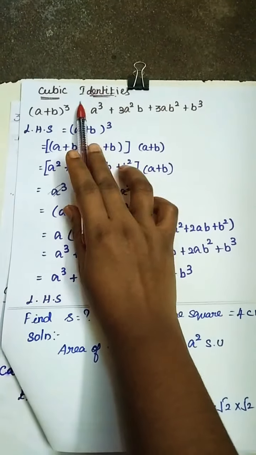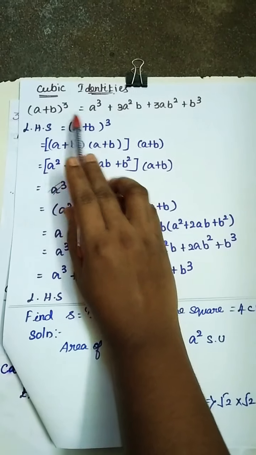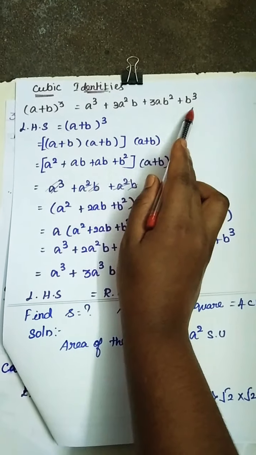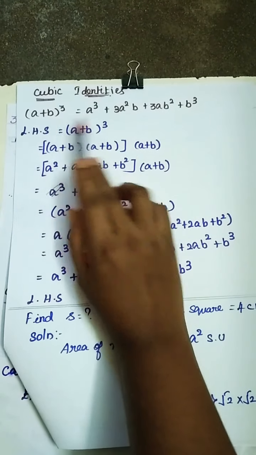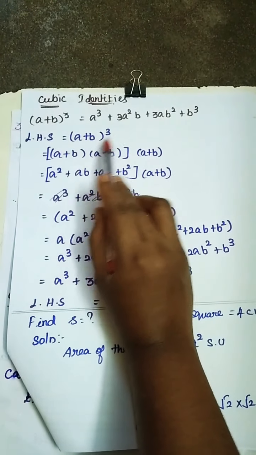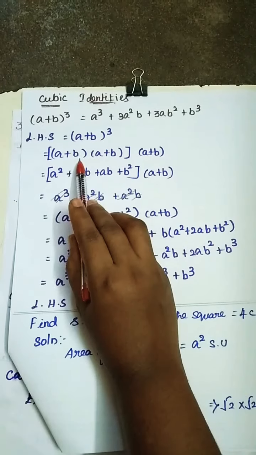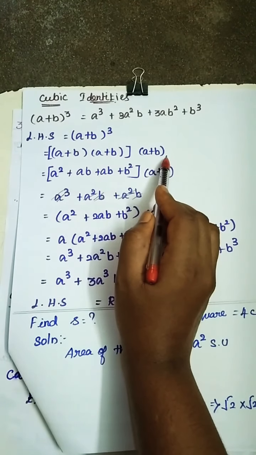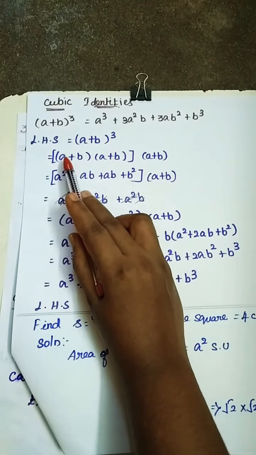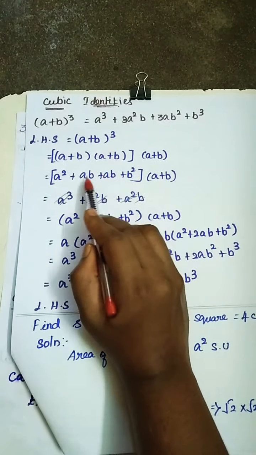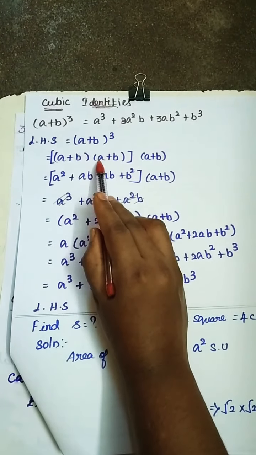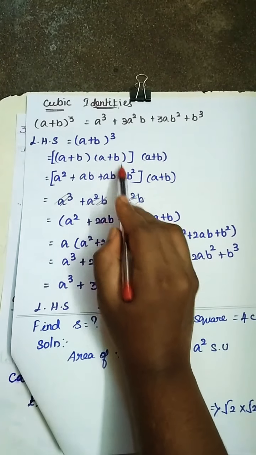Next one, cubic identities. (a plus b) the whole cube equals a cube plus 3a square b plus 3ab square plus b cube. Listen, this is left hand side, this is right hand side. First, we are taking left hand side, (a plus b) the whole cube. That is (a plus b) into (a plus b). a into a, a square. Next, a into b, ab. Plus into plus, ab. Plus ab, plus b into b, b square.